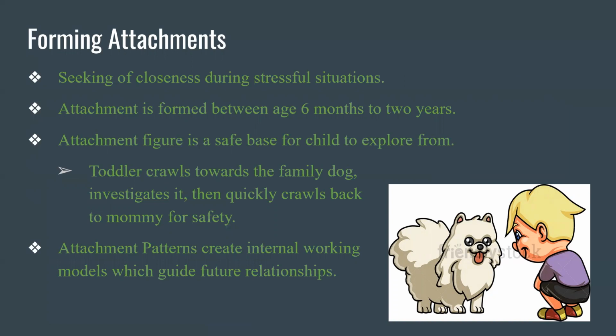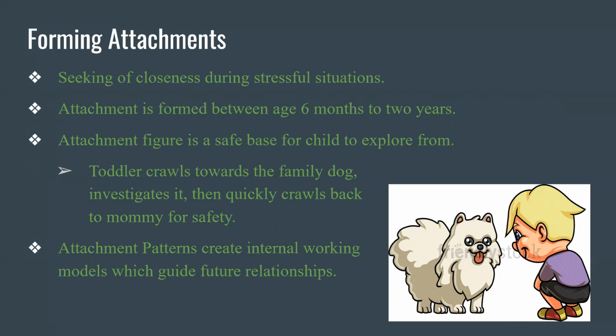When a caregiver provides consistent and appropriate responsiveness to an infant from age 6 months to 2 years, an attachment is formed. Towards the end of this period, children begin to use the caregiver as a safe base to explore from and to. Imagine a toddler who might crawl towards the family dog, investigate it, then crawl back to mommy to ensure safety.